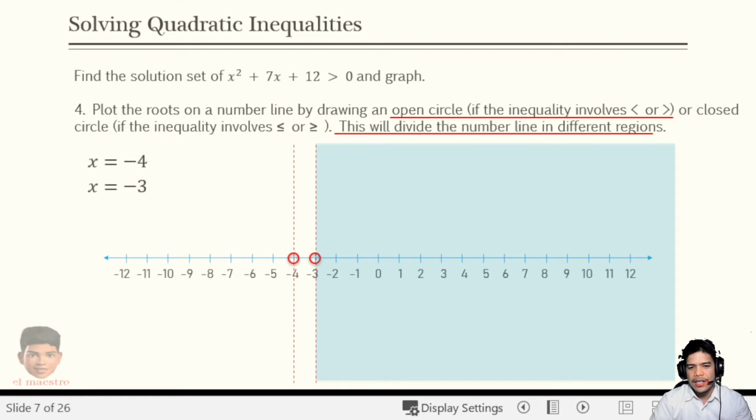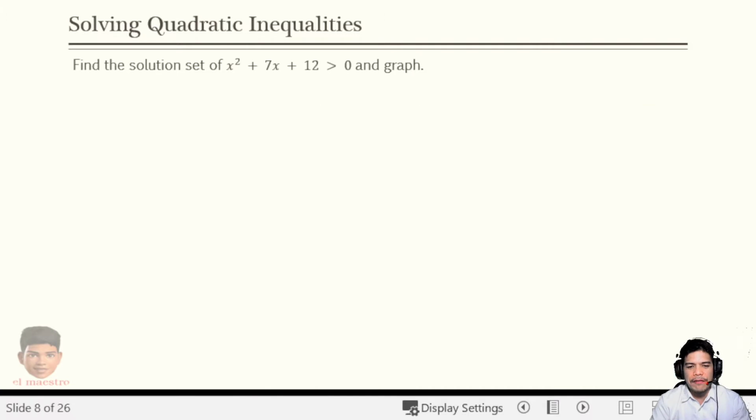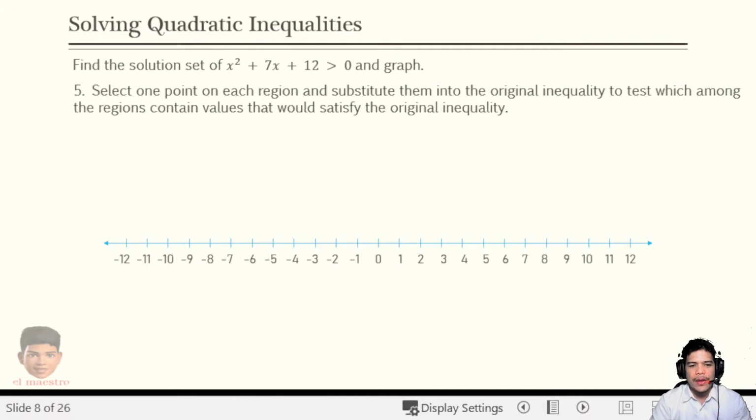So, ano'ng gagawin natin sa regions? Tingnan natin kung ano'ng gagawin natin. Ganito. So, after checking the region, we have to select one point in each region and substitute them to the original inequality to test which among the regions contains values that would satisfy the original inequality. Ganito yung gagawin natin. Ibalik natin yung plot natin kanina. Yan. Then let's check each region. I-check muna natin yung region.